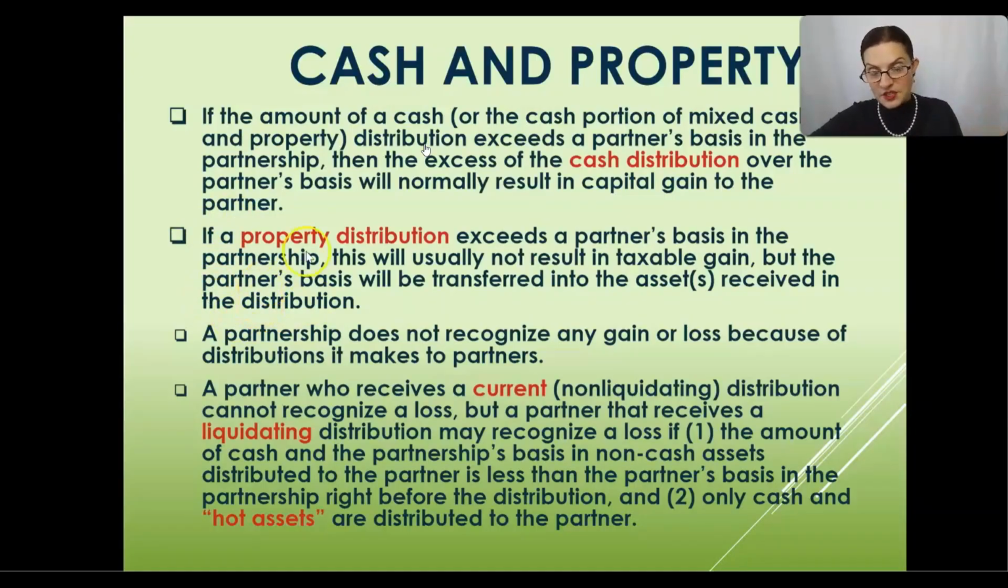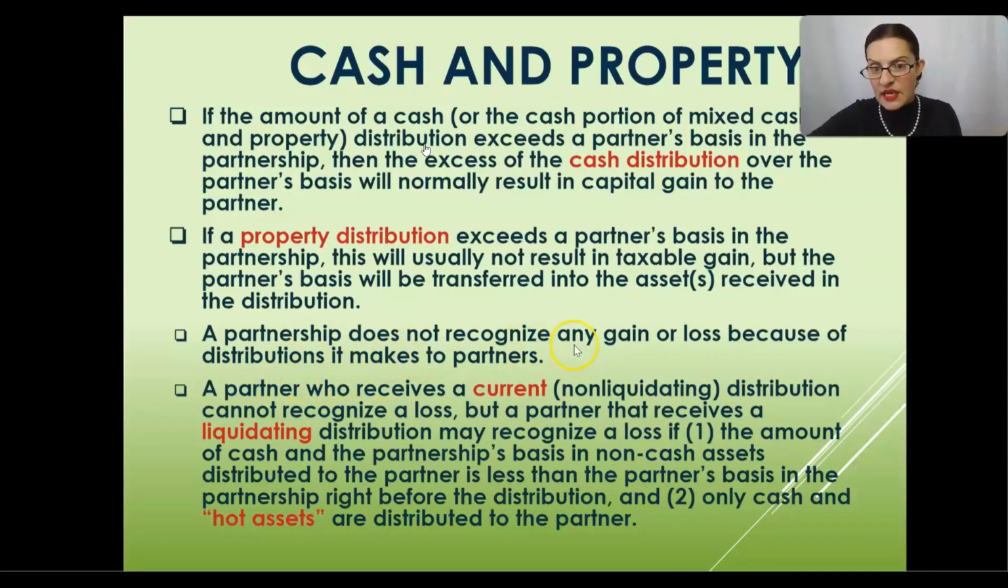If a property distribution exceeds a partner's basis in the partnership, this will usually not result in a taxable gain, but the partner's basis will be transferred to the asset that's received in the distribution. And this is why partnerships are desirable for holding real estate, because most of the time when you have a property distribution, it's not a taxable event if the partner has any basis in the partnership. That's not the same treatment with a corporation, whether it's a C corporation or an S corporation. Usually when you have a property distribution, it's a taxable event. So you don't get the same tax treatment on the corporate side that you do with a partnership.